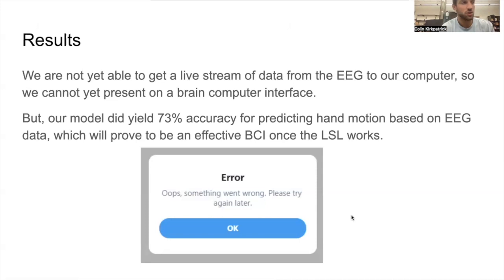All right, so just to wrap things up, in conclusion, did we get our ultimate goal of a working brain-computer interface? Not quite. However, we did end up making a model that, honestly, given the task, performed pretty well. We got 73% accuracy on predicting hand motion through brain waves. So that's something we're all pretty excited about. And we're also excited about hopefully eventually getting that BCI to work, like Yotam was talking about.